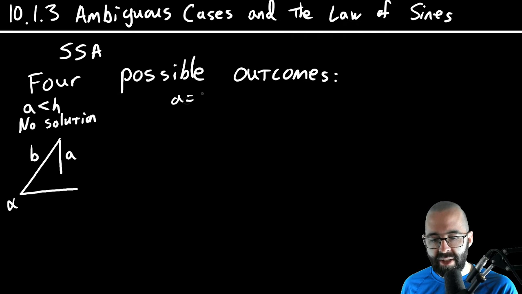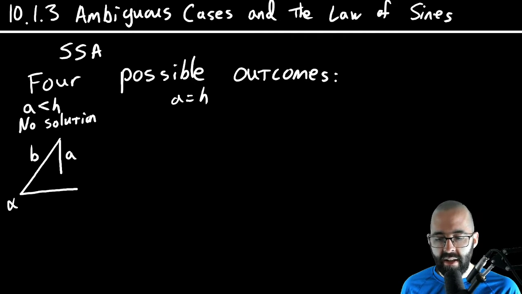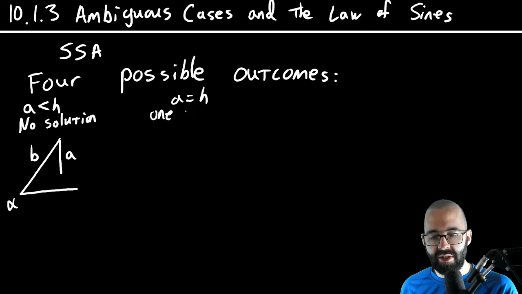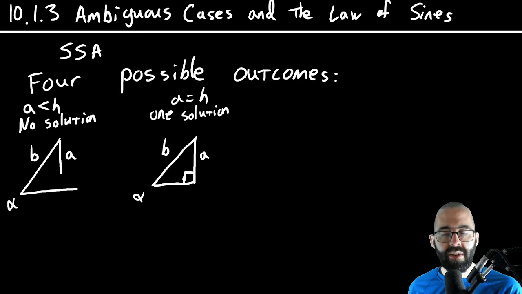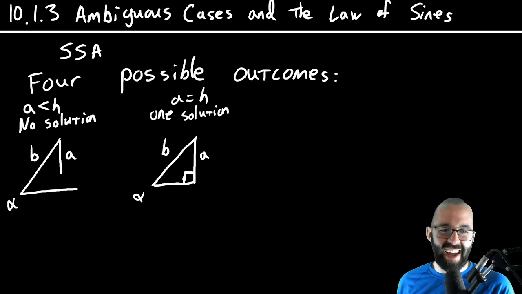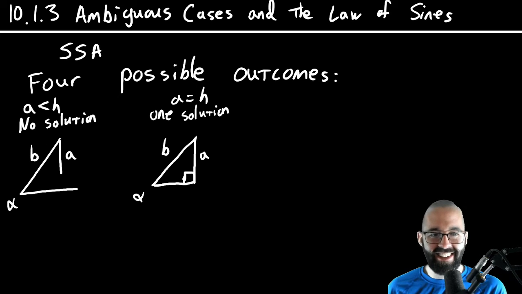And if A is the same exact thing as the height, well, then we have one solution. That's good. This is a happy situation. If A is exactly the side of that height, then it reaches all the way down. This is still alpha, this is still B, this is A. And specifically, if A is equal to H, then we have a nice right triangle. This is the rare happy case.